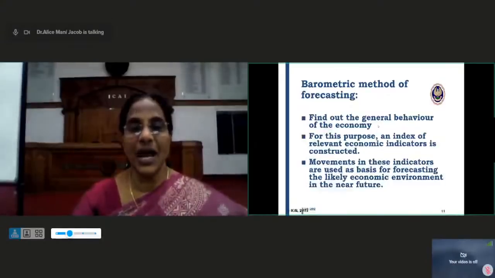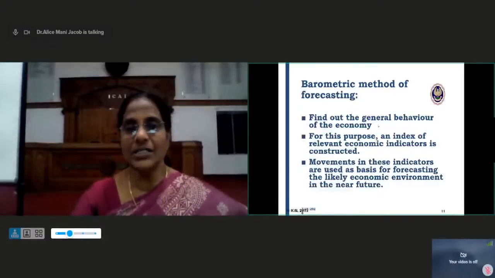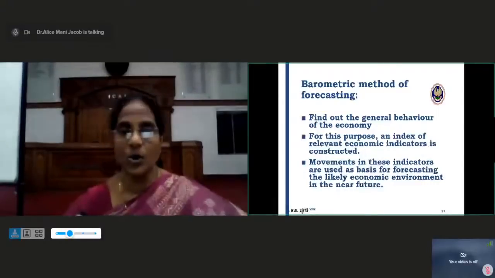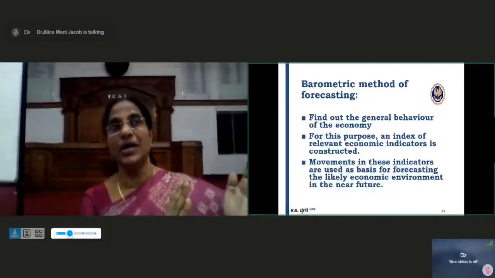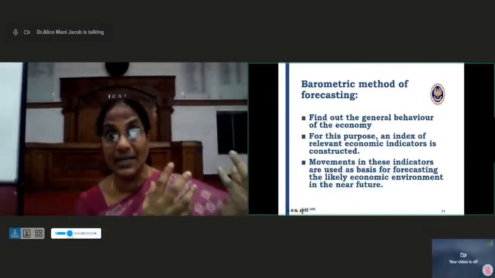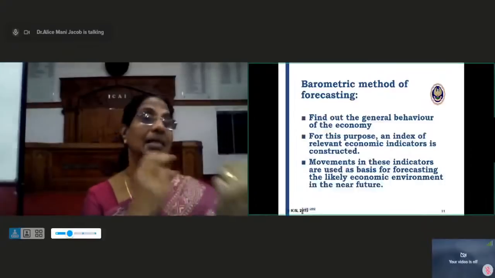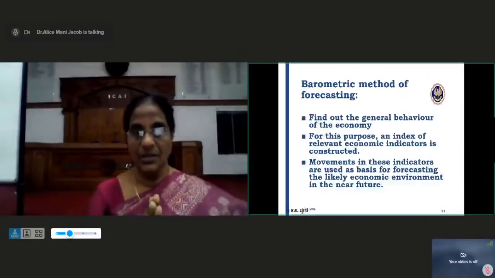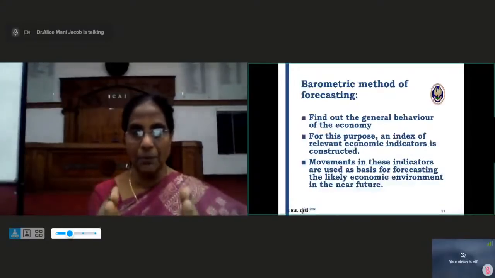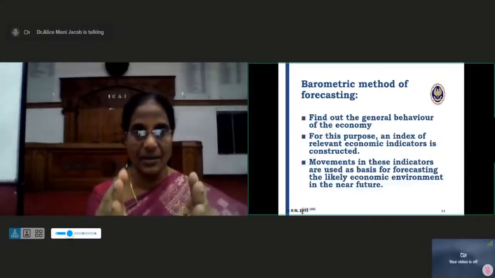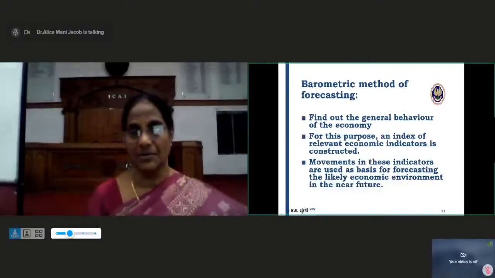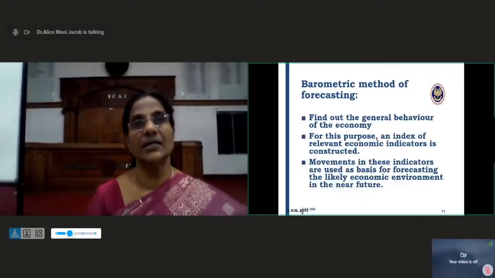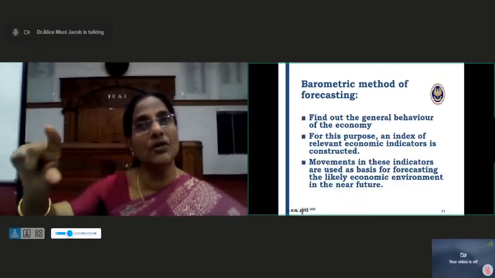A barometer measures atmospheric pressure. So it is possible to include trade cycles. Trade cycles are the ups and downs in economic activity. They take the data, the index of certain indicators. An index is a composite number. That is, a large number of numbers are put into one compact number, for example, the wholesale price index. That index is taken and you look at the movement of this index.